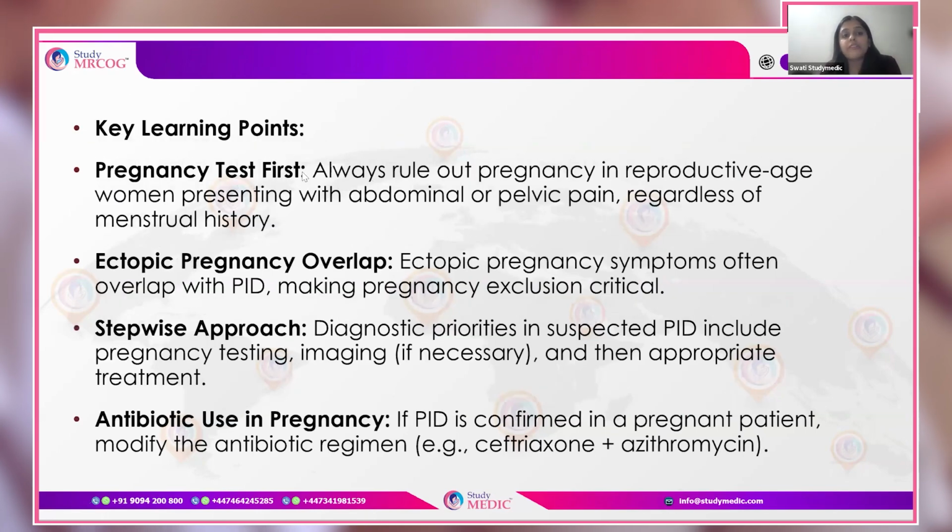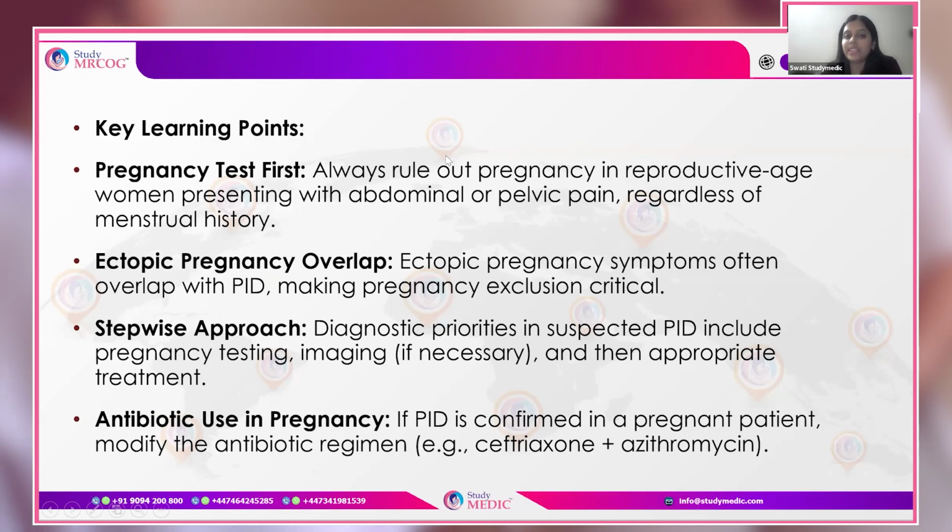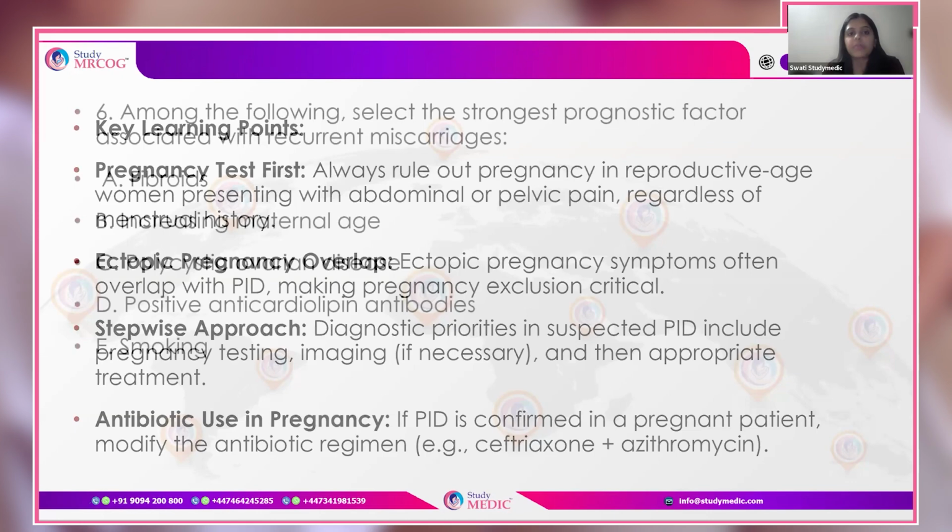So pregnancy test first. Always remember, always rule out pregnancy, even in teenagers, even in POI patients, rule out pregnancy first if there is a history of amenorrhea or abnormal bleeding. So in reproductive age women presenting with abdominal or pelvic pain, regardless of menstrual history, rule out pregnancy first. Ectopic pregnancy might overlap with PID symptoms. If PID is confirmed in a pregnant patient, you will have to modify the antibiotic regimen. These all are further key learning points, but here UPT first.